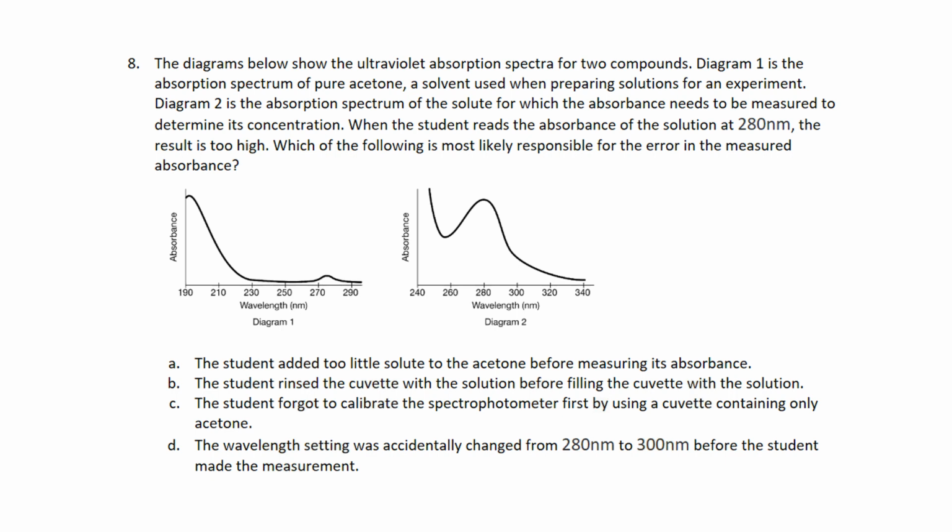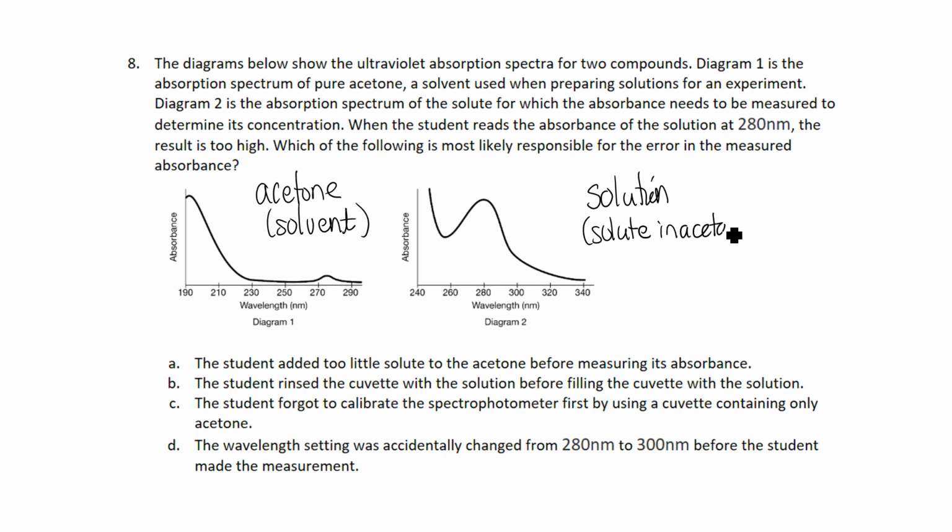So diagram 1 is showing us pure acetone, and acetone is the solvent in this scenario, meaning it's the thing that you dissolve in. So we're doing an experiment here where instead of dissolving something in water, it seems like we're dissolving it in acetone. And then over here on the right, diagram 2, this is a solution where you have some sort of solute. They don't specify what the solute is, and it is dissolved in acetone. And this is our unknown. We're trying to figure out the concentration of it.